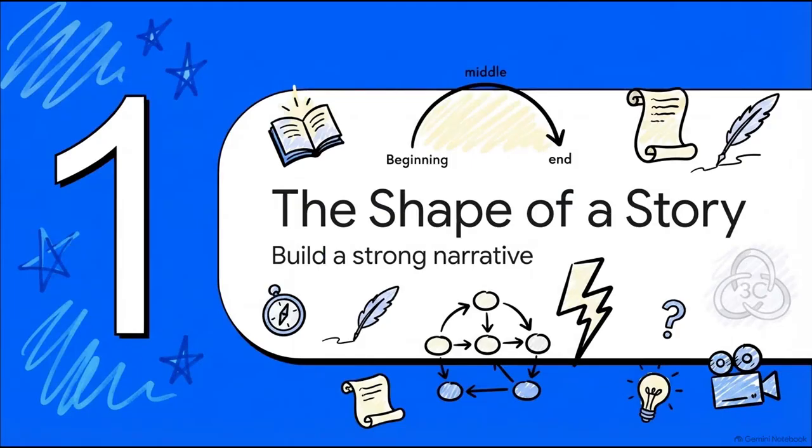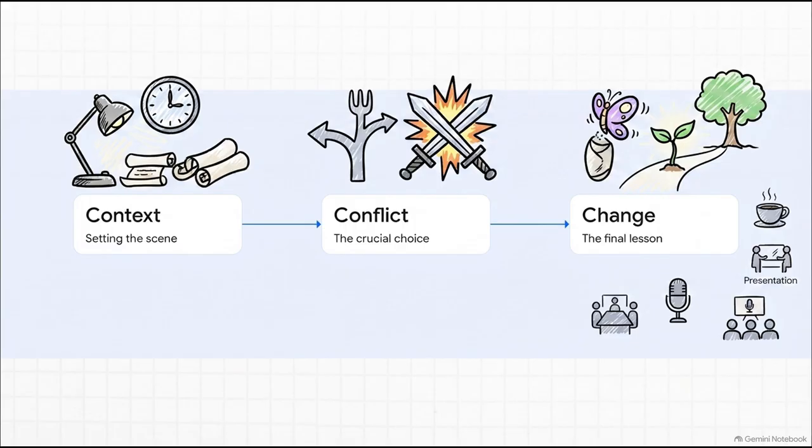Okay, moving right into section 1, the shape of a story. Build a strong narrative. So this 3-part framework is known as the 3C model, and it's literally the only blueprint you need to build any narrative. It's actually stunning how simple it is. Step 1, context. Step 2, conflict. Step 3, change. 3 parts, and that is it.